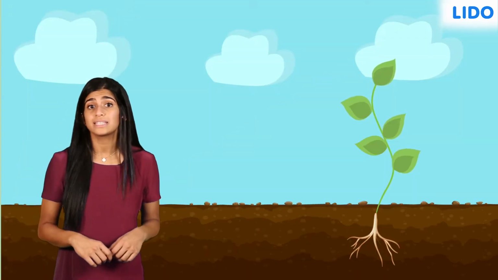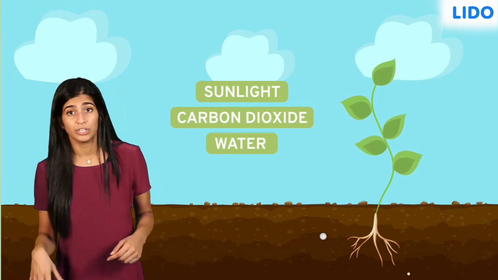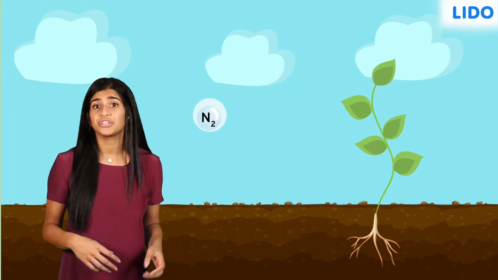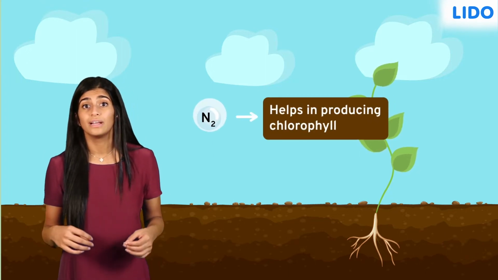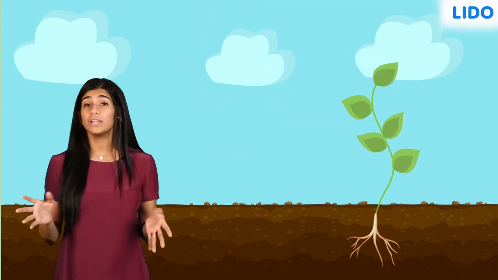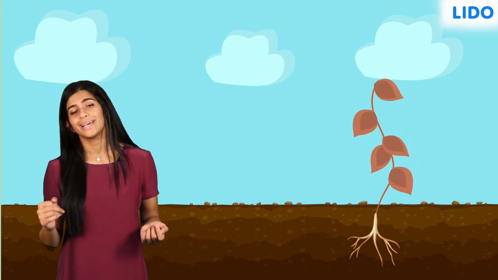So, we know that plants need sunlight, carbon dioxide, and water. With this, they also need minerals from the soil. One of these minerals is nitrogen. Nitrogen is needed by plants to make chlorophyll. It also helps plants to grow. Therefore, if all the nitrogen present in the soil gets used up, the plants will wither, and their growth also gets affected.